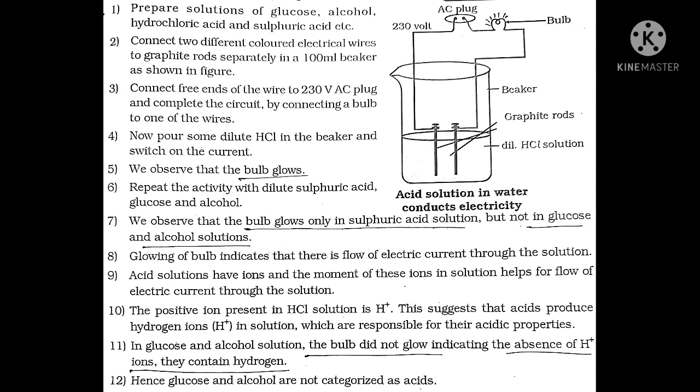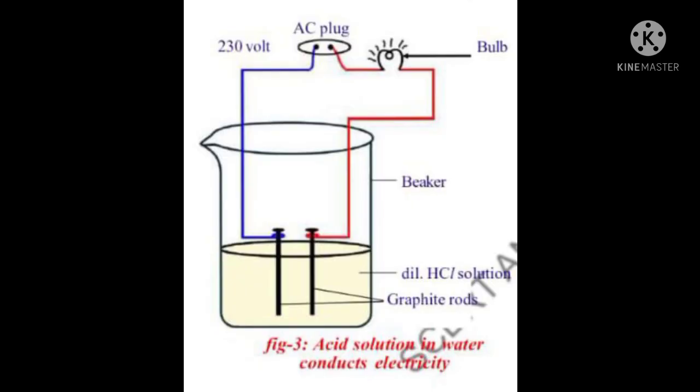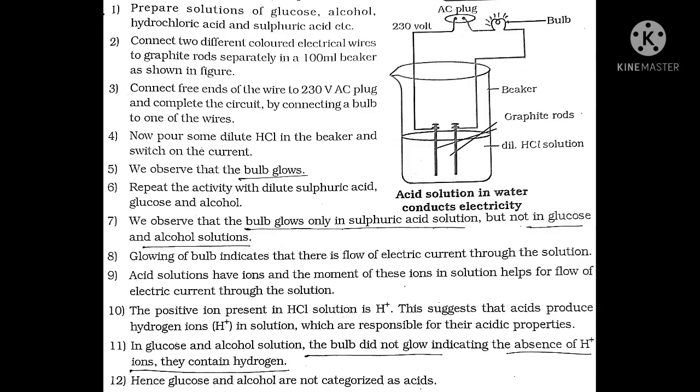Connect two different colored electric wires to graphite rods separately in the 100 ml beaker as shown in the figure. After that, connect the free ends of the wires to the 230 volt plug and complete the circuit as shown in the figure, connecting a bulb to one of the wires. Now pour some dilute HCl in the beaker and switch on the current. Repeat this activity with different solutions like glucose, alcohol, etc.